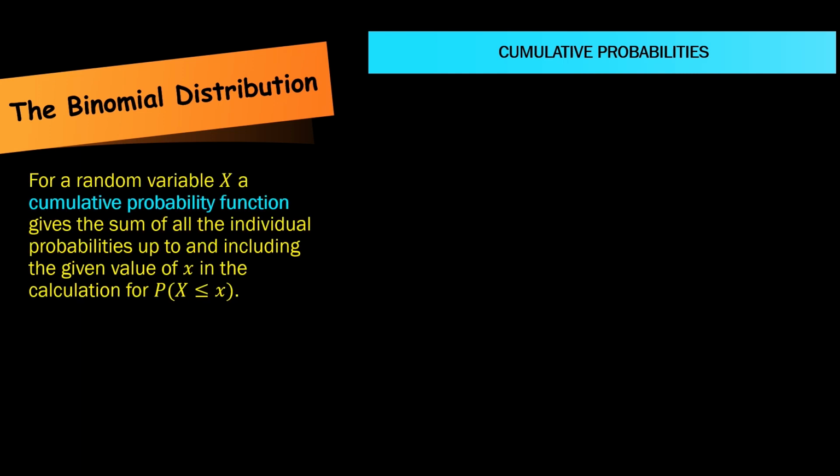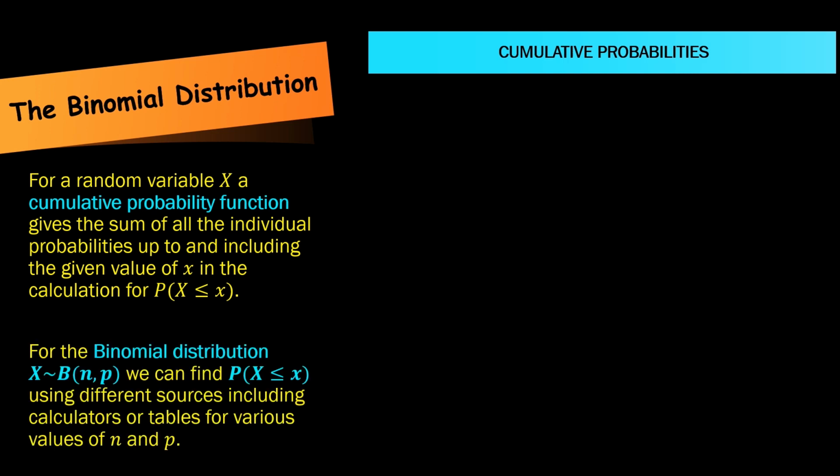For a random variable x, a cumulative probability function gives the sum of all the individual probabilities up to and including the given value of x in the calculation for probability x less than or equal to little x. For the binomial distribution, x distributed binomially n, p, we can find probability x less than or equal to little x using different sources, including calculators or tables, for various values of n and p.